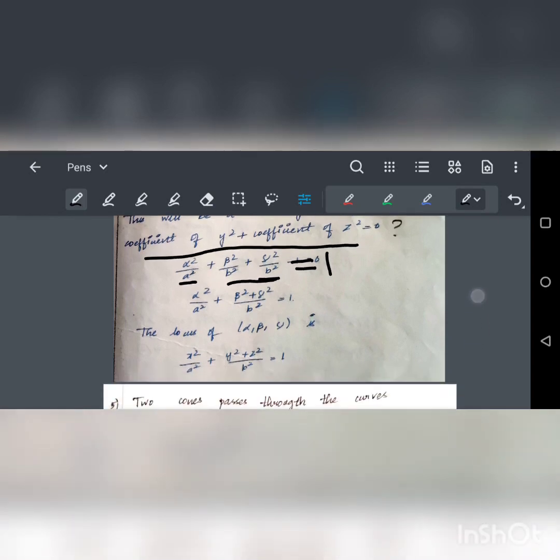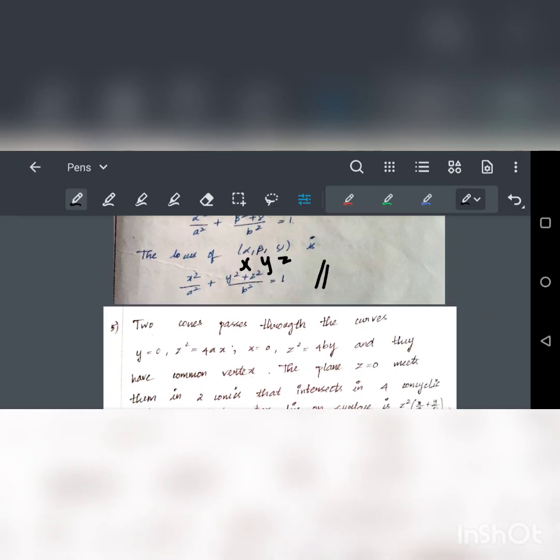is equal to 1. Hence the locus of alpha, beta, gamma, we need to write it in a general form. So it is necessary for us to write it with the help of x, y and z. Just replace alpha with x, beta with y and gamma with z, and we will get our required answer. So we'll see another problem.